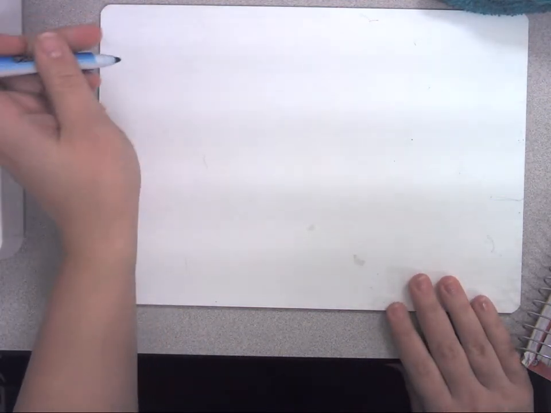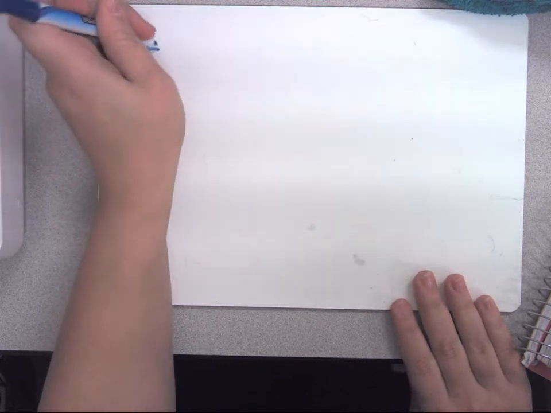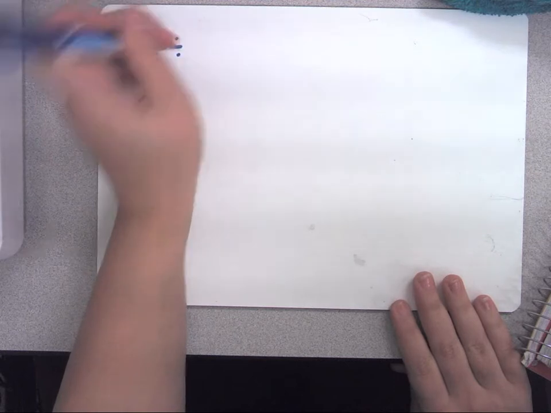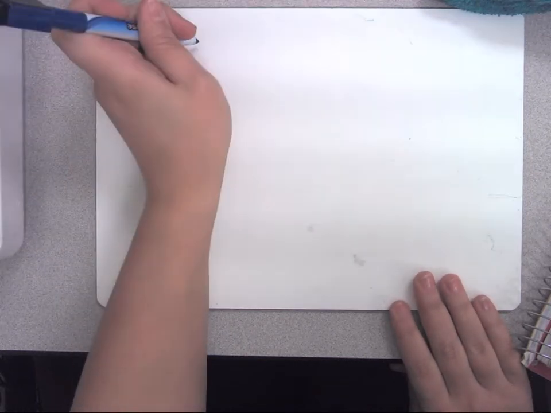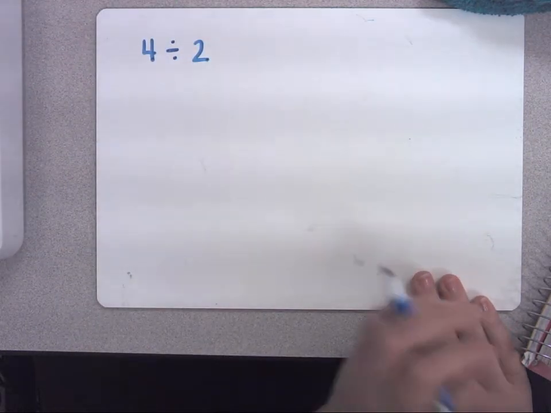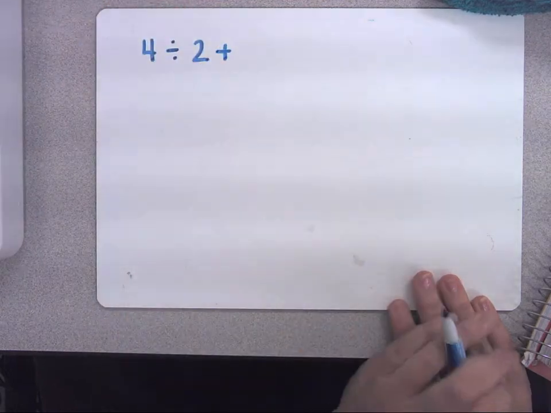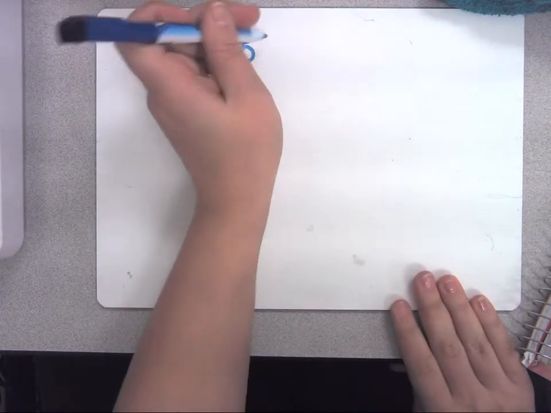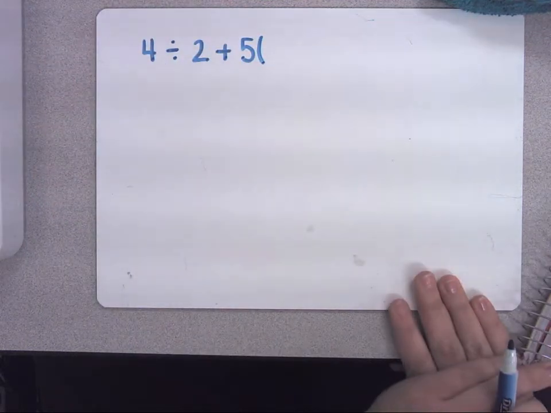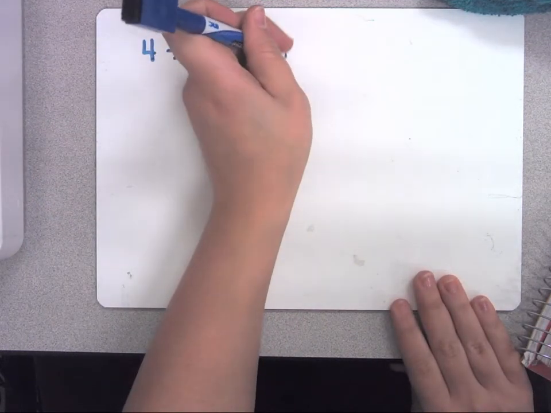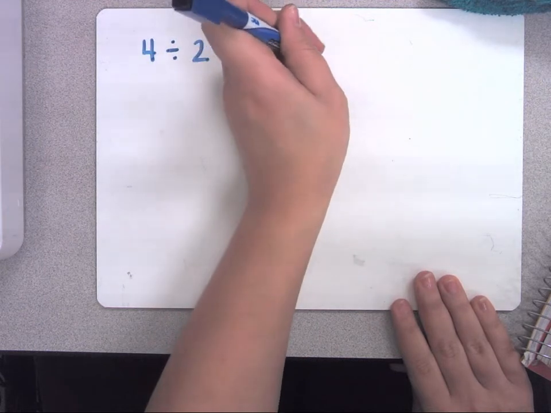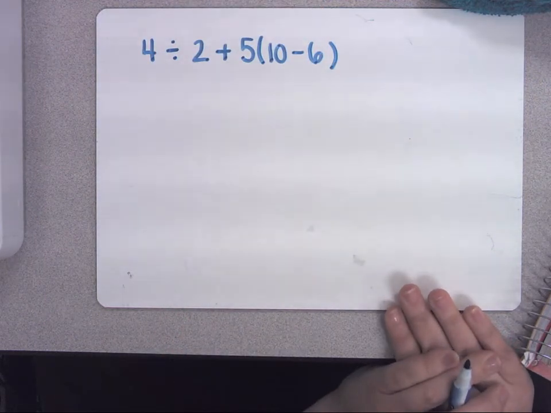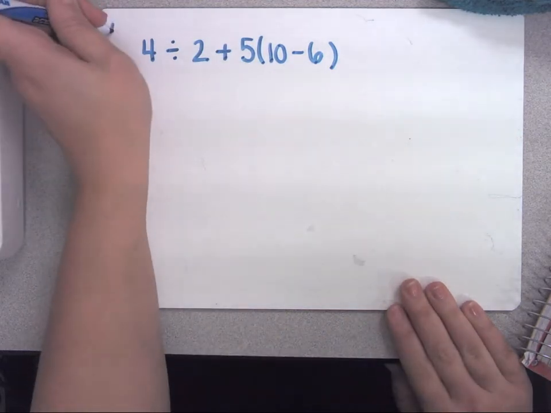Okay. Here you go. 4 divided by, so division sign, 2 plus sign, 5 parentheses, 10 minus 6, close your parentheses. This is example number 4.